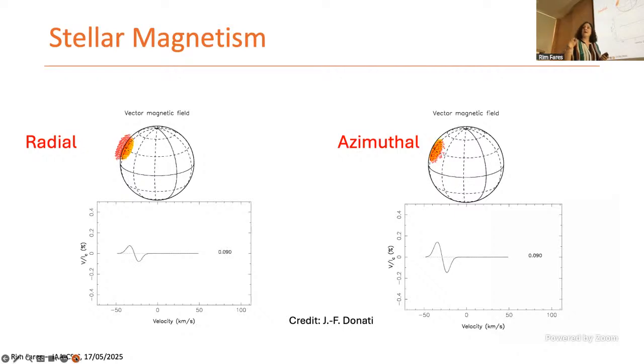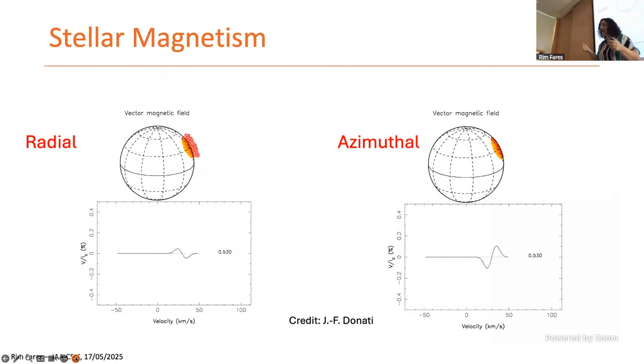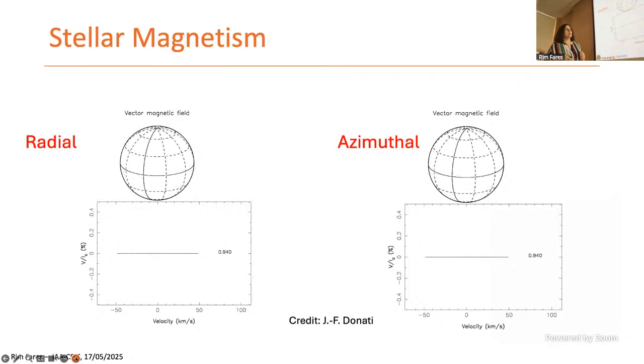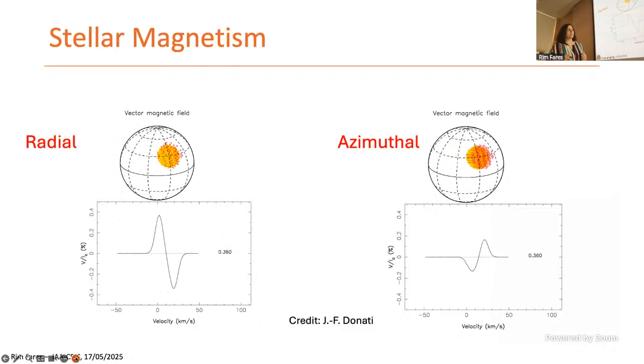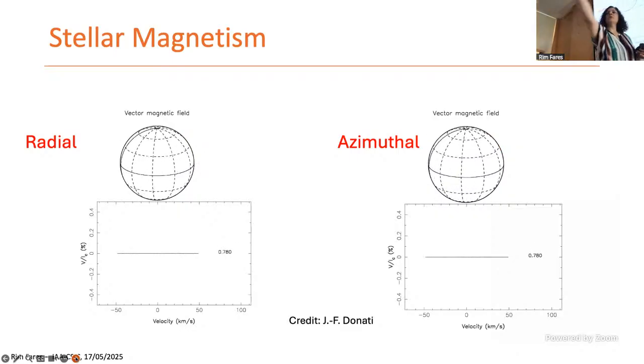If you have an azimuthal field, which is like a donut, or along the azimuth, if you look at the polarization signature, you will notice when you start observing the field, it has a shape and it will flip. That's because the field is pointing toward you, then pointing in the opposite direction.